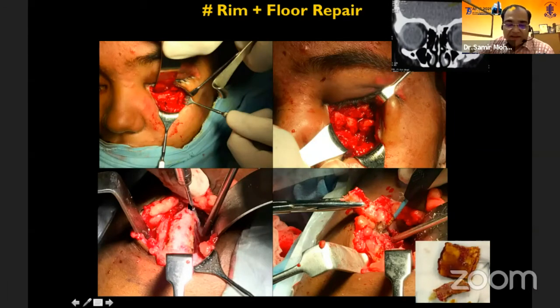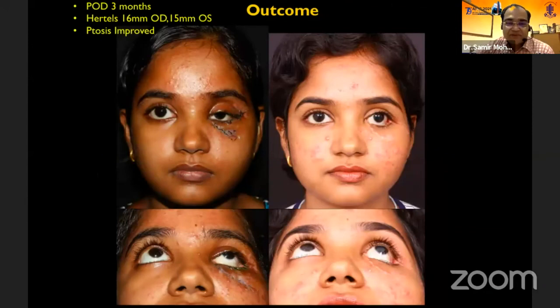And finally, a bone graft was harvested from the iliac crest. And then the entire rim was reconstructed with the help of this piece of bone. And the entire floor was reconstructed with the cortical sheet of bone. And this gave what was the result after 3 months.